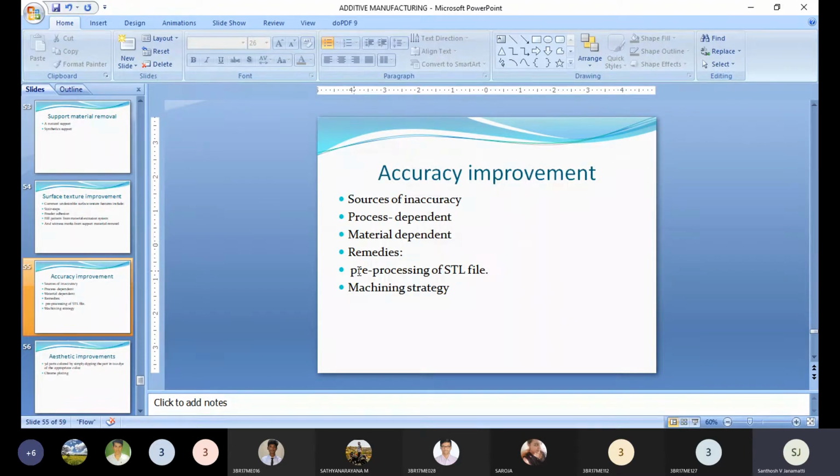Here I am writing the remedies: pre-processing STL file and machining strategy. There are another two remedies which are also important. So there are four remedies. One is that the process engineer should be a skilled, good, well experienced technician. And second, we need to select quality materials. These are two remedies, and the third remedy is the pre-processing of the STL file.